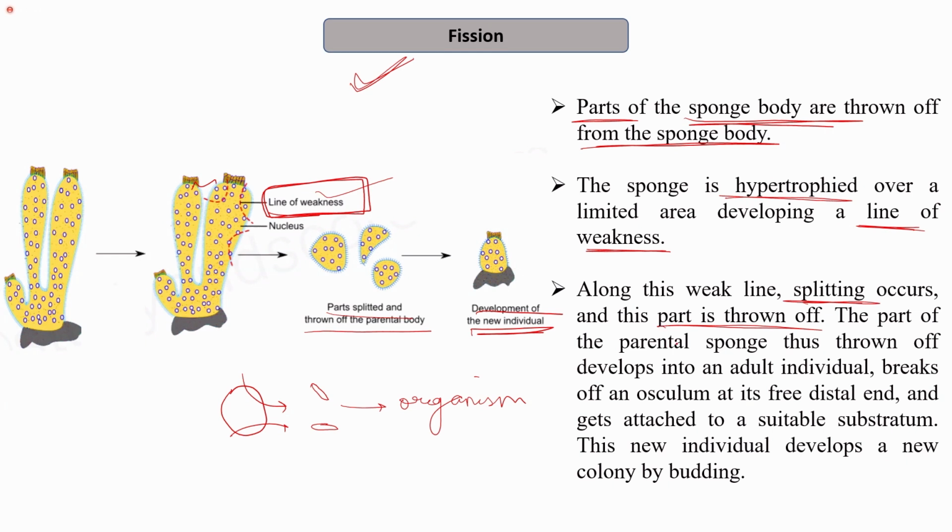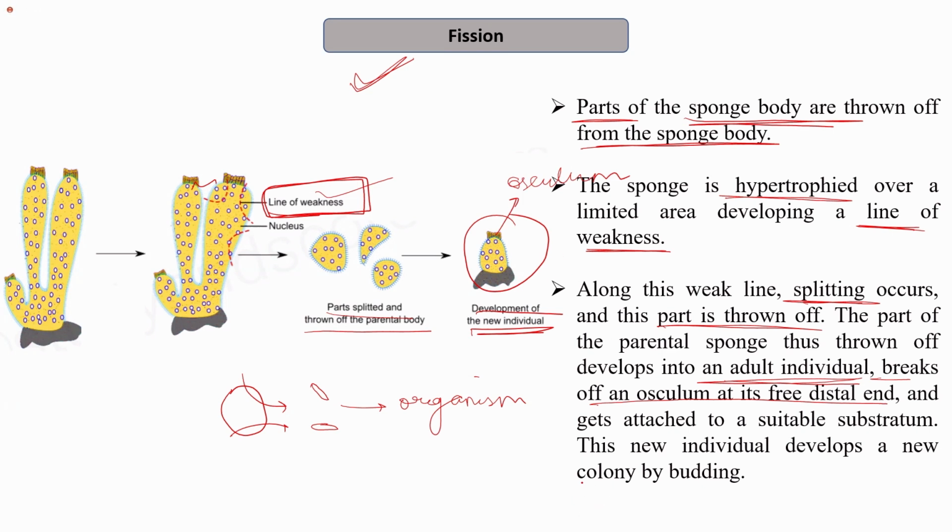The part of the parental sponge thus thrown off develops into a separate adult individual, and breaks off an osculum at its free distal end and gets attached to a suitable substratum. You can see that these parts developed into the complete organism that has an osculum. So this is the osculum at the free distal end, and at the base it gets attached to the substratum.